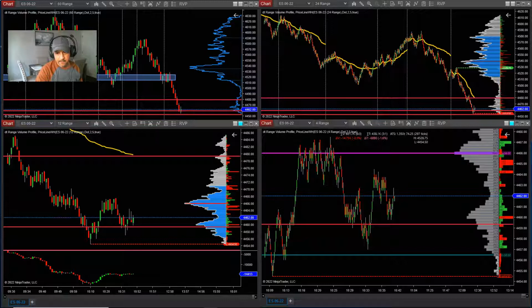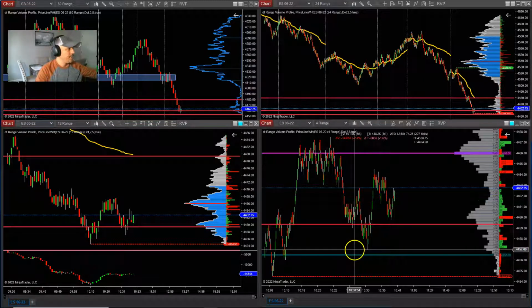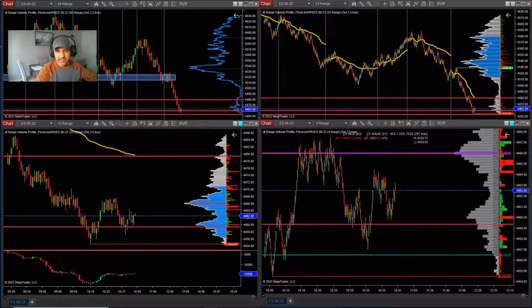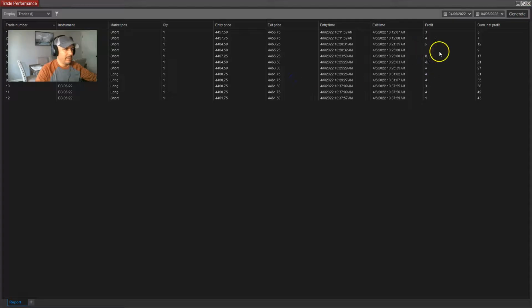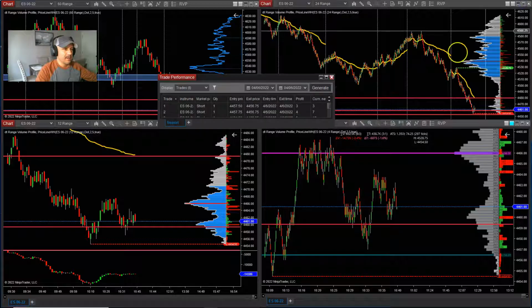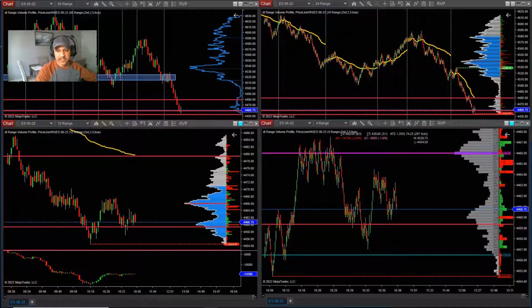So up 43 ticks right now. I did have a little slippage on one of the trades. It's like 3 ticks. Show it to you. Bring it over here. Right there. 3 tick loss, something like that. So it's okay. Not gonna worry about it. 43 ticks up on the day.